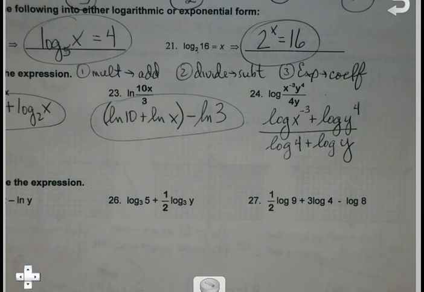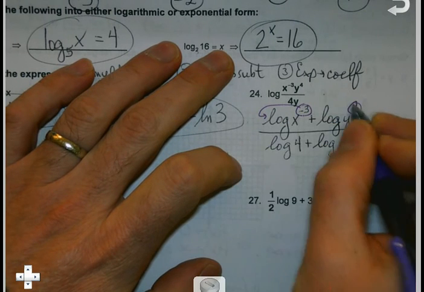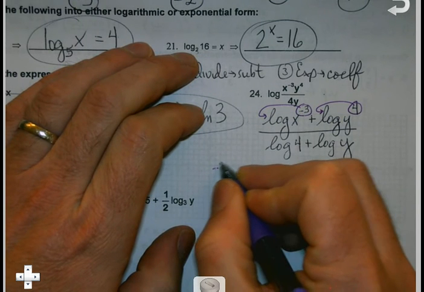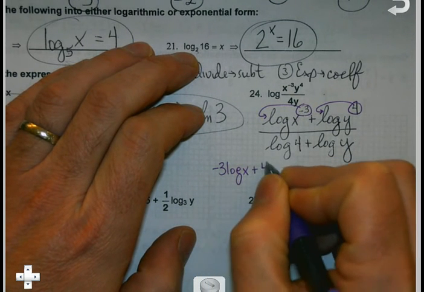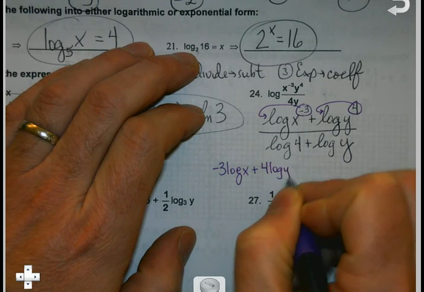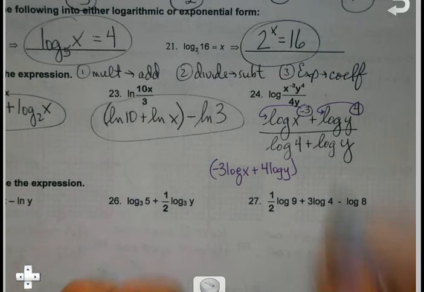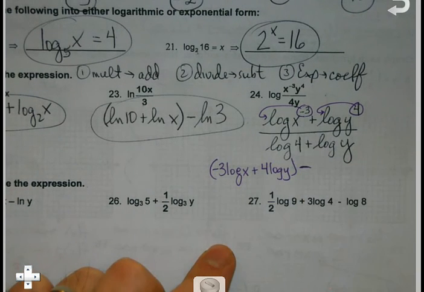Because now I look up in the numerator and I notice I have exponents, which are going to become coefficients. So that would be negative 3 log x plus 4 log y. And again, since I see the fraction there, the divide, I'm going to put that in parentheses, because this next part then will be minus to take care of the division bar.